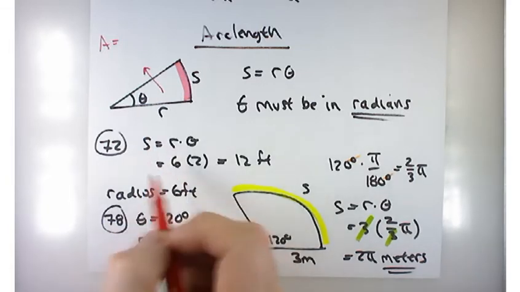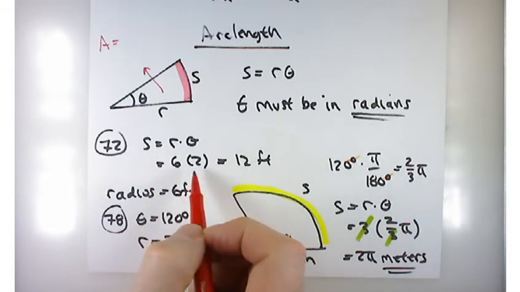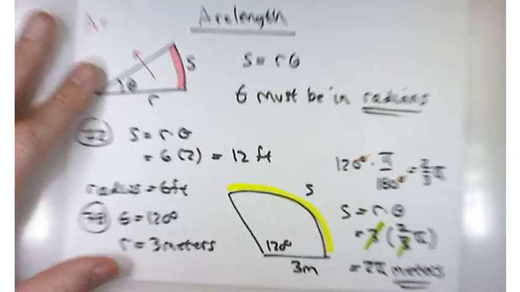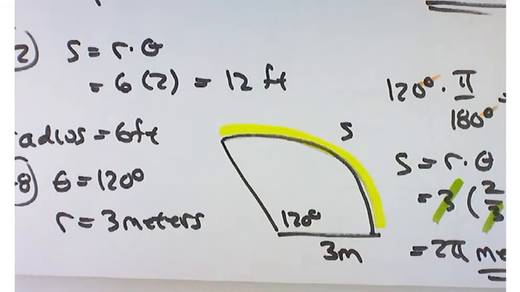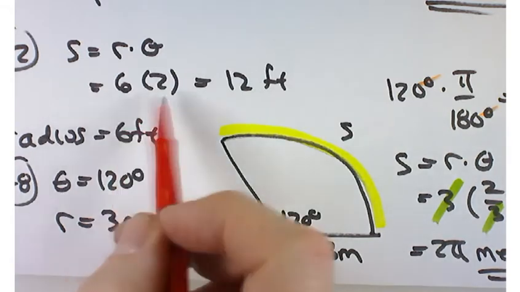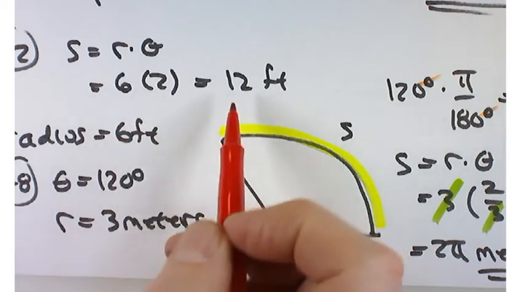There was no pi for our angle, right? So the angle was just 2 radians. It wasn't 2 pi radians. It was just 2 radians. So I didn't have any pi here. So it was just exactly 12.